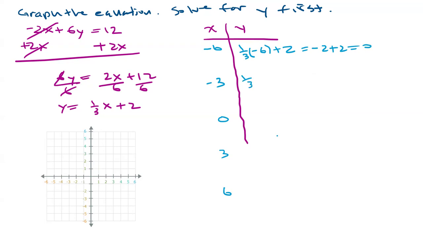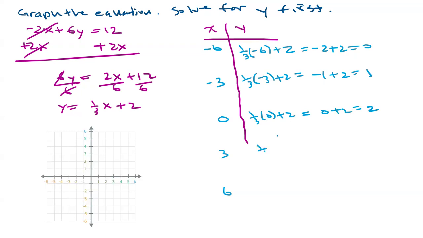Then we have 1/3 times -3 plus 2. So -3 divided by 3 is -1. Plus 2 will give us 1. Well, 0. Sorry, 1/3 times 0 plus 2. So that's going to give us 0 plus 2, which is 2.